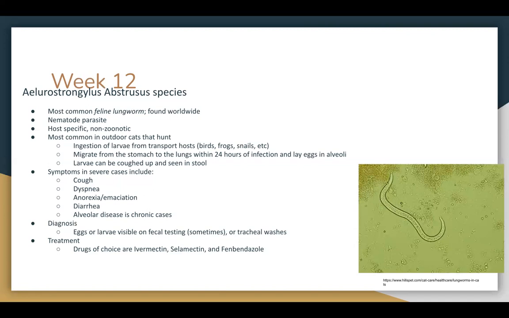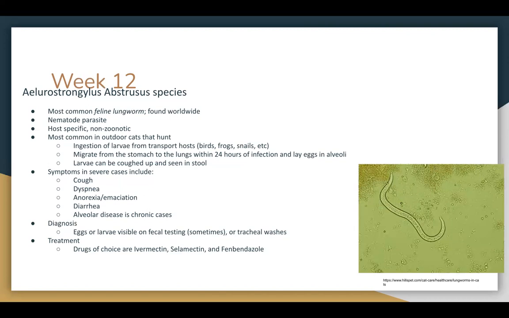Larvae can be seen coughed up or seen in stool, rarely, but the worms are usually seen visually by being produced after coughing. Symptoms: cats can be asymptomatic in mild cases, but in severe cases you're going to start to see the respiratory signs. So coughing, dyspnea, wheezing. Chronic cases can result in permanent lung disease or lung damage. And then there are GI signs such as diarrhea, anorexia, and emaciation as well.